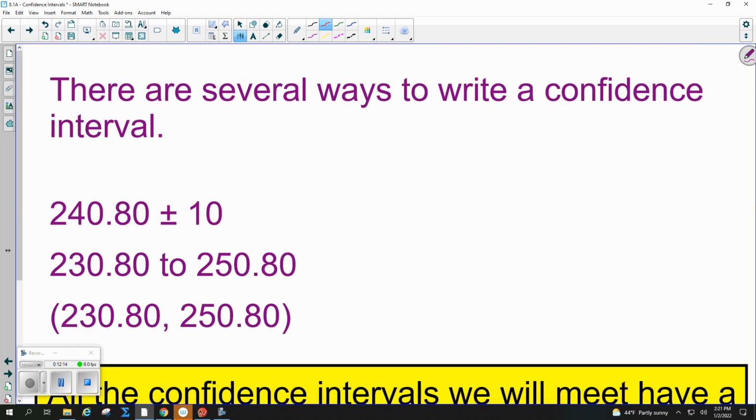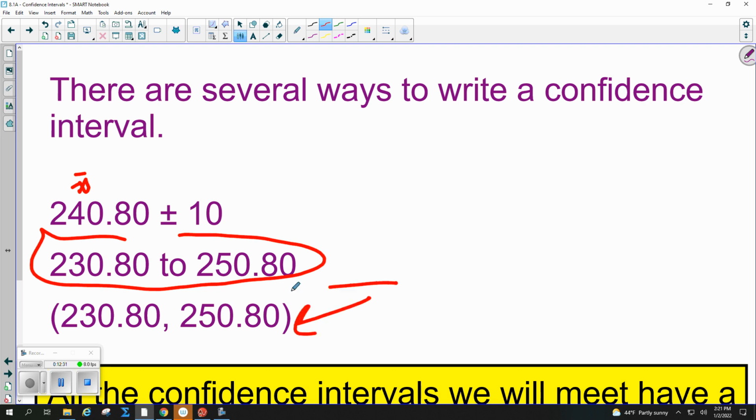So a couple ways to write a confidence interval, you guys. So if your X bar is 240.8, you can add and subtract 10 and write it like this. Or you could actually add and subtract 10 and write it like this. Or you could put parentheses and a comma. You'll see it like this a lot in the book, okay?